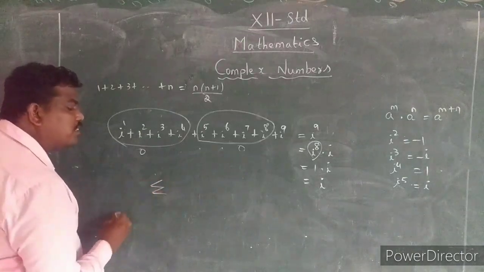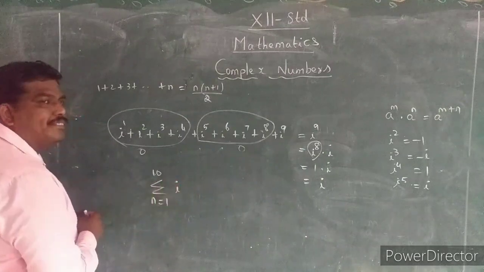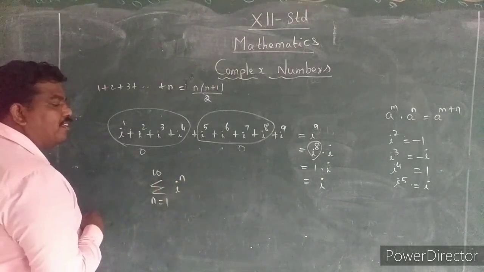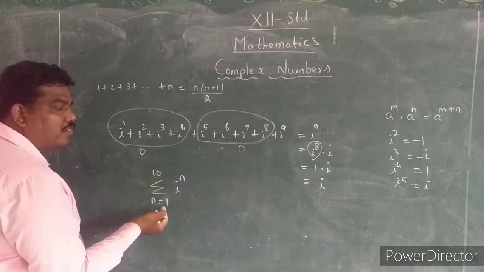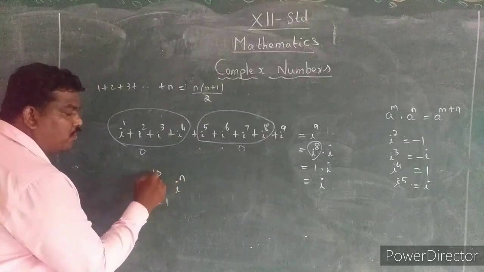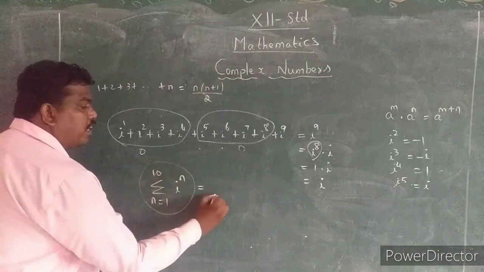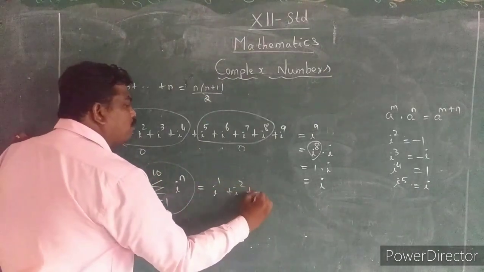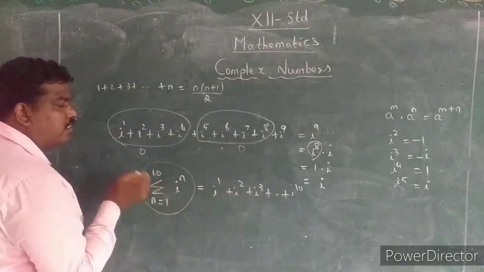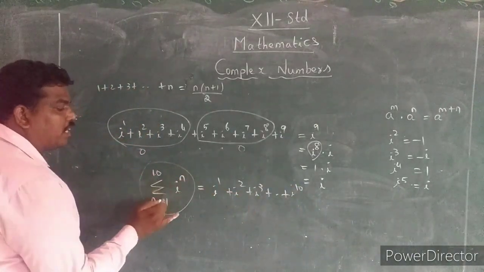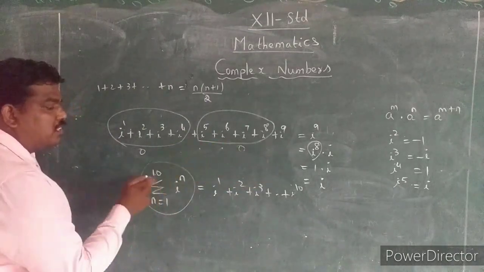That means summation n is equal to 1 to 10 of i power n. So what is the meaning of this symbol? You have to sum. Edhai sum pannanum? n kku badhilaa indha values ovvonnaa apply pannittu finalaa sum pannanum. That is, this gives the meaning as i power 1, i power 2, i power 3, etc., up to i power 10. This is the meaning of the summation. You have to sum the value starting from 1 to 10. Substitute the value here consecutively and then add. This is the meaning of this summation.